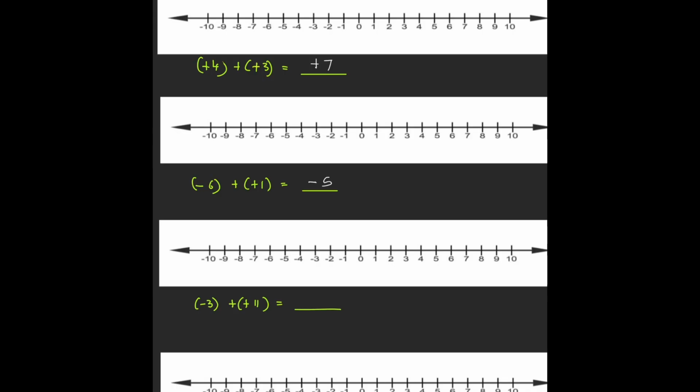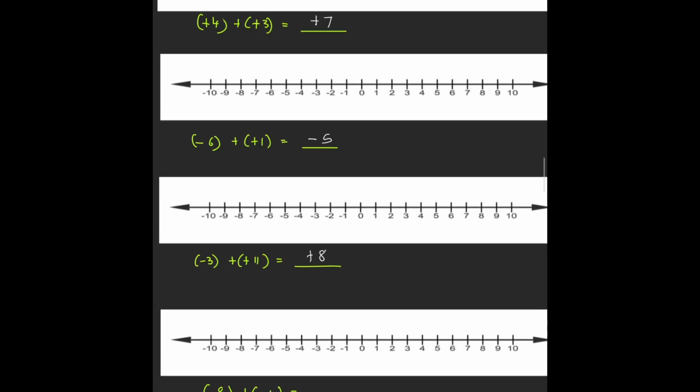Next one is negative 3 and positive 11. From 0. Negative 3, positive 11, 1, 2, 3, 4, 5, 6, 7, 8, 9, 10, 11. Okay, positive 8 is my answer. The last one, negative 8, negative 1. From 0, negative 8. And negative 1. Again negative, so oops, another jump over here. Negative 9 is the integer.